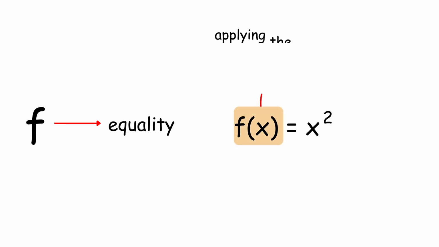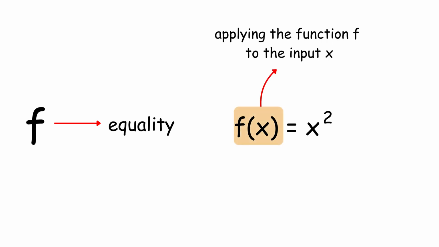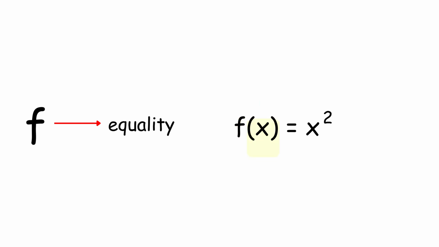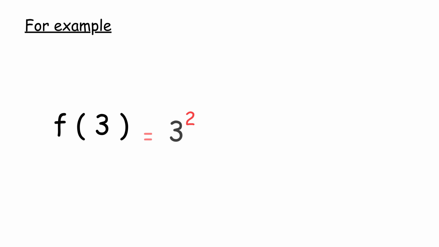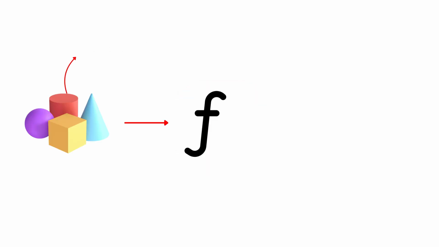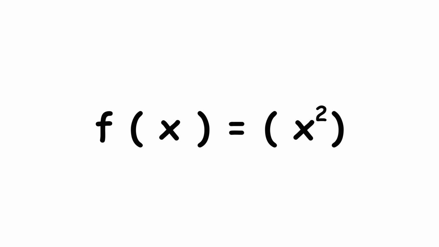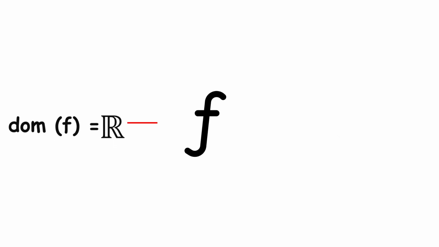We can define the function f by writing the equality f of x equals x squared, where f of x denotes applying the function f to the input x. Now we can plug in any real number for x. For example, f of 3 equals 3 squared equals 9. The set of allowed inputs for a function is called its domain. For the function f that we defined, its domain is the set of real numbers.